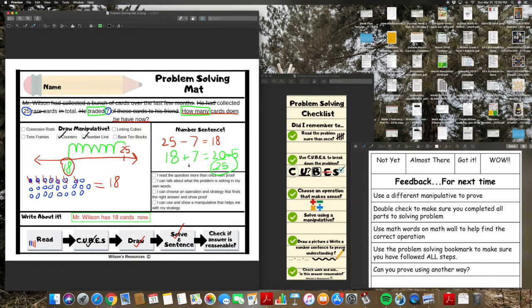So that is considered a complete problem. We've shown proof, evidence, we've used manipulatives. So all these little things here, we can see I read the question more than once with proof. I can talk about the problem is asking in my own words, so that would be a conference with the teacher. I can choose an operation and strategy that finds the right answer and show proof. We've definitely done that. And finally, I can use and show a manipulative that helps me with my strategy. Well, we used 2, so we definitely did that. And there you go. That is how to tackle a math problem scenario using our problem-solving mat and our checklist for problem solving.